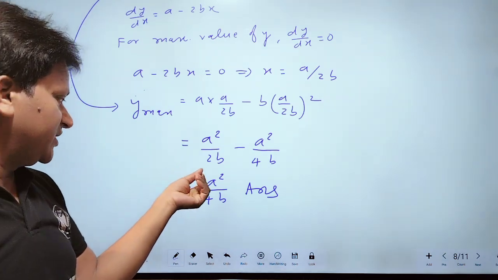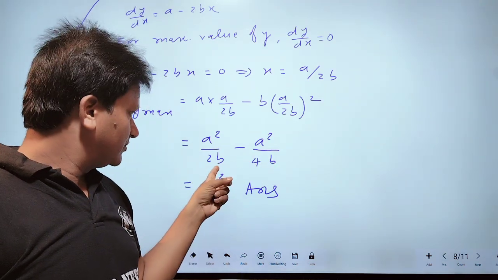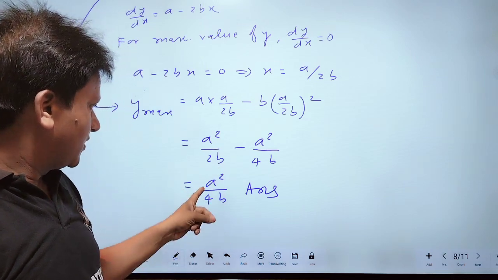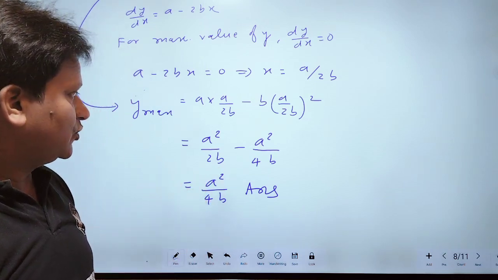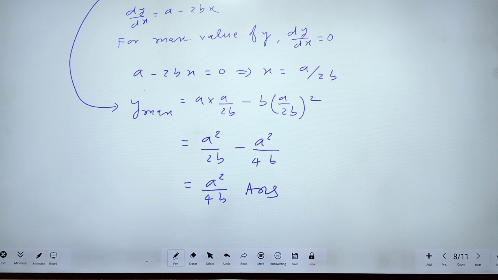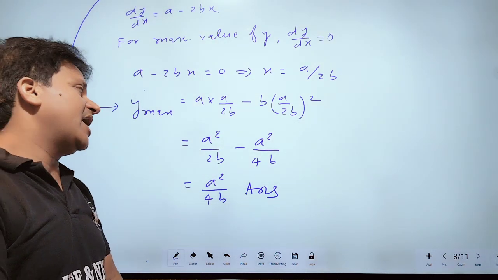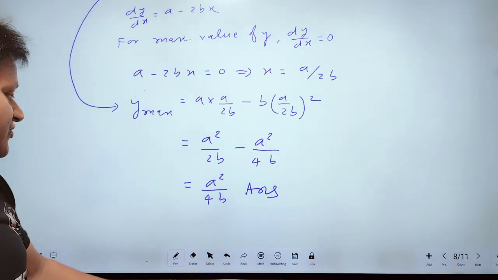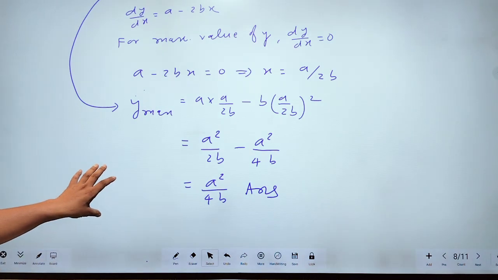Taking the LCM for b, we get a square by 4b. This is the maximum height. Now we have to find the angle of projection.